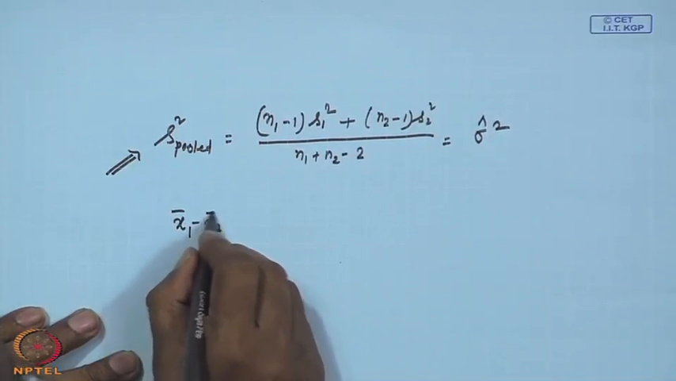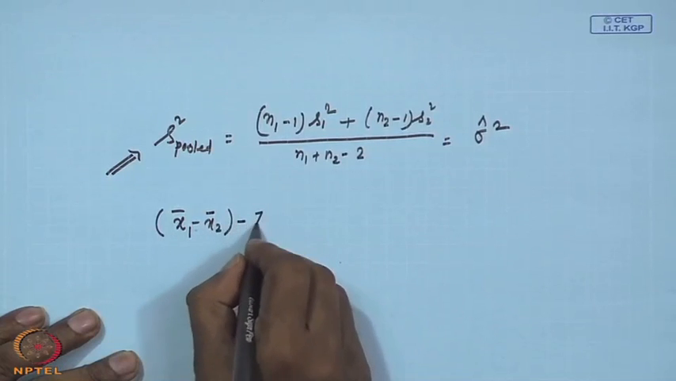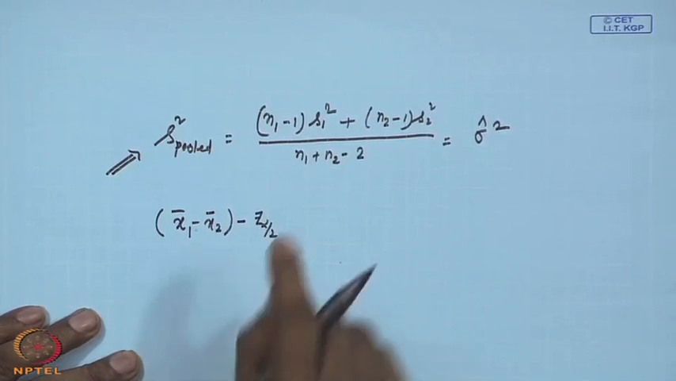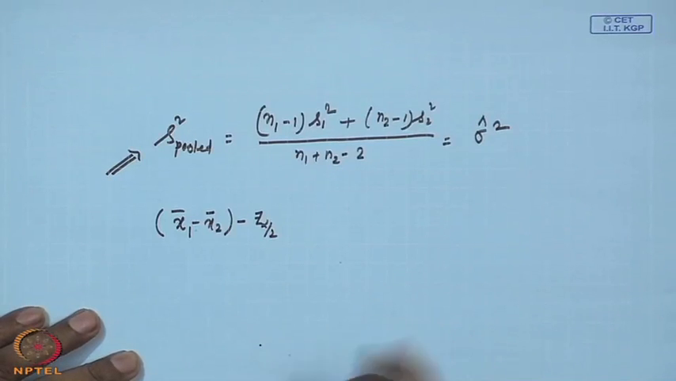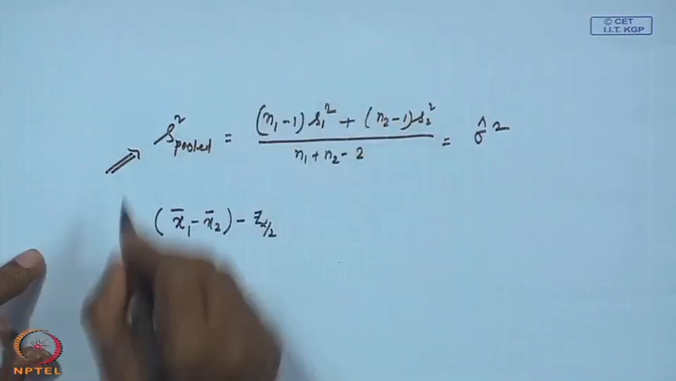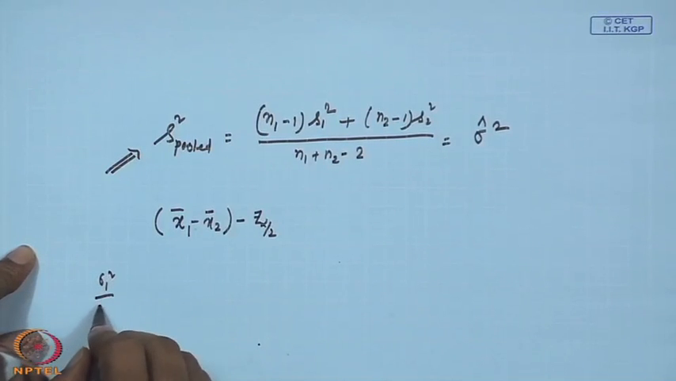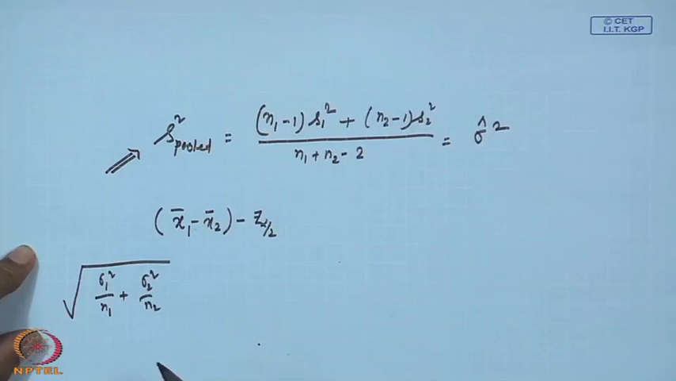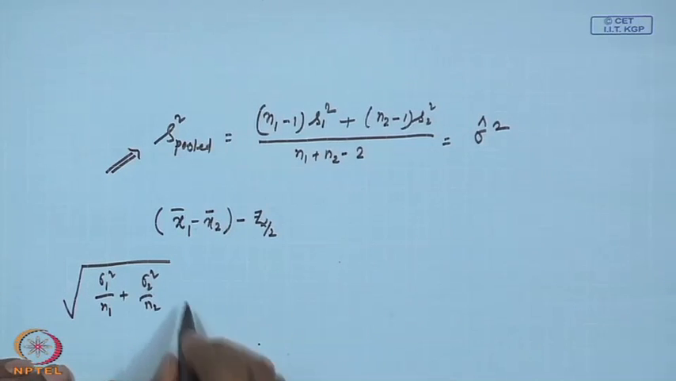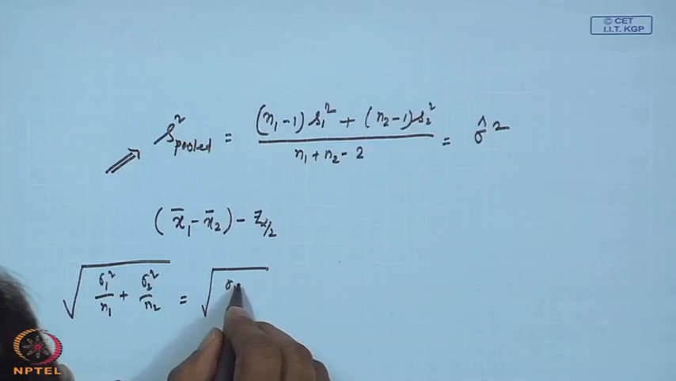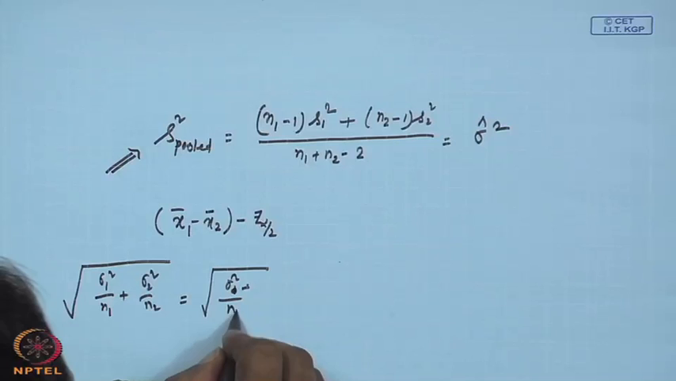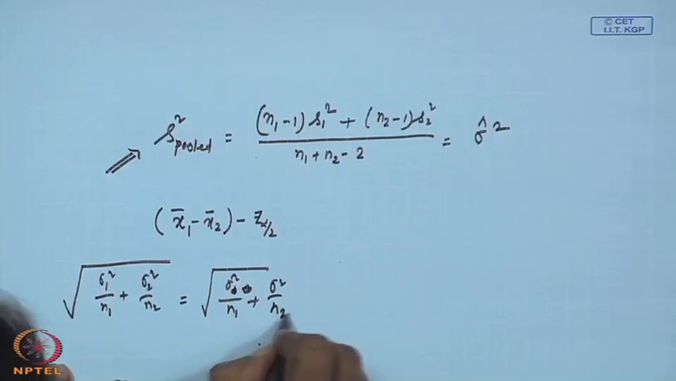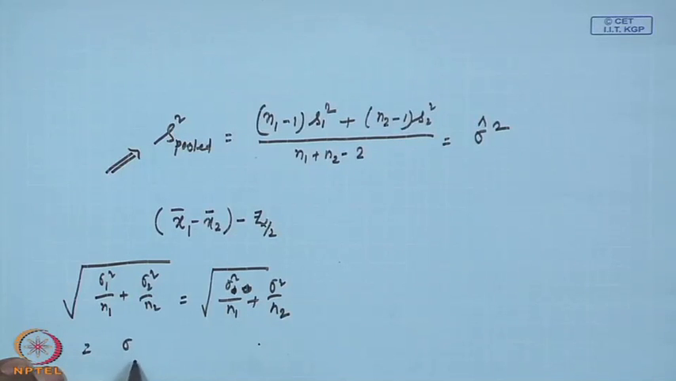x1 bar minus x2 bar minus z alpha by 2 times the square root of the variance. What we have written in the earlier case is sigma 1 square by n1 plus sigma 2 square by n2, then square root. Fine. Now, what is happening here? Your sigma 1 equals sigma 2. So, I can write this as sigma square by n1 plus sigma square by n2. This is nothing but sigma times the square root of 1 by n1 plus 1 by n2.